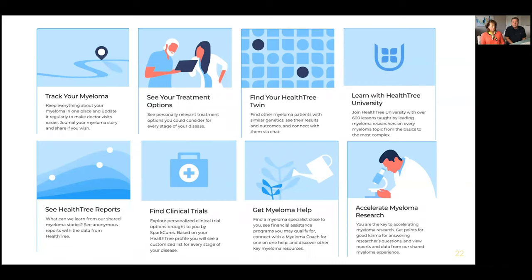So you can see all the people who look genetically like you and see their lines of therapy, how long they've been alive since they've had the disease, how long their remissions were and things like that, and all of their outcomes. So I think that's a cool one.